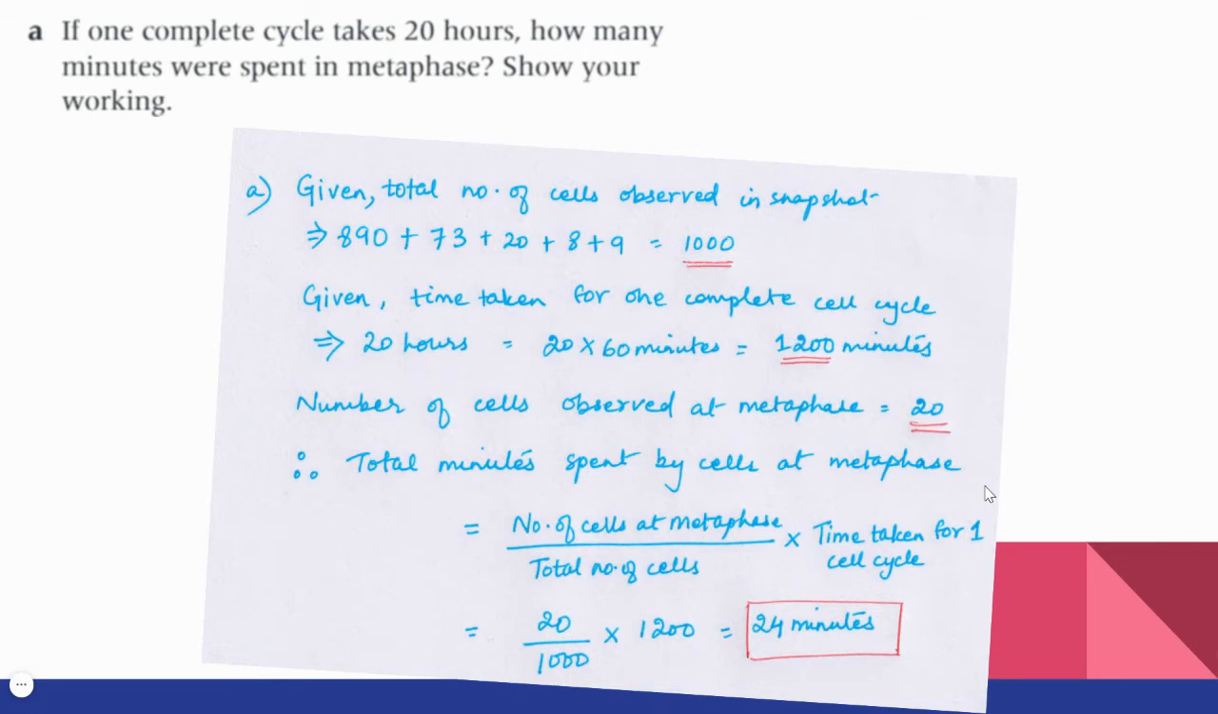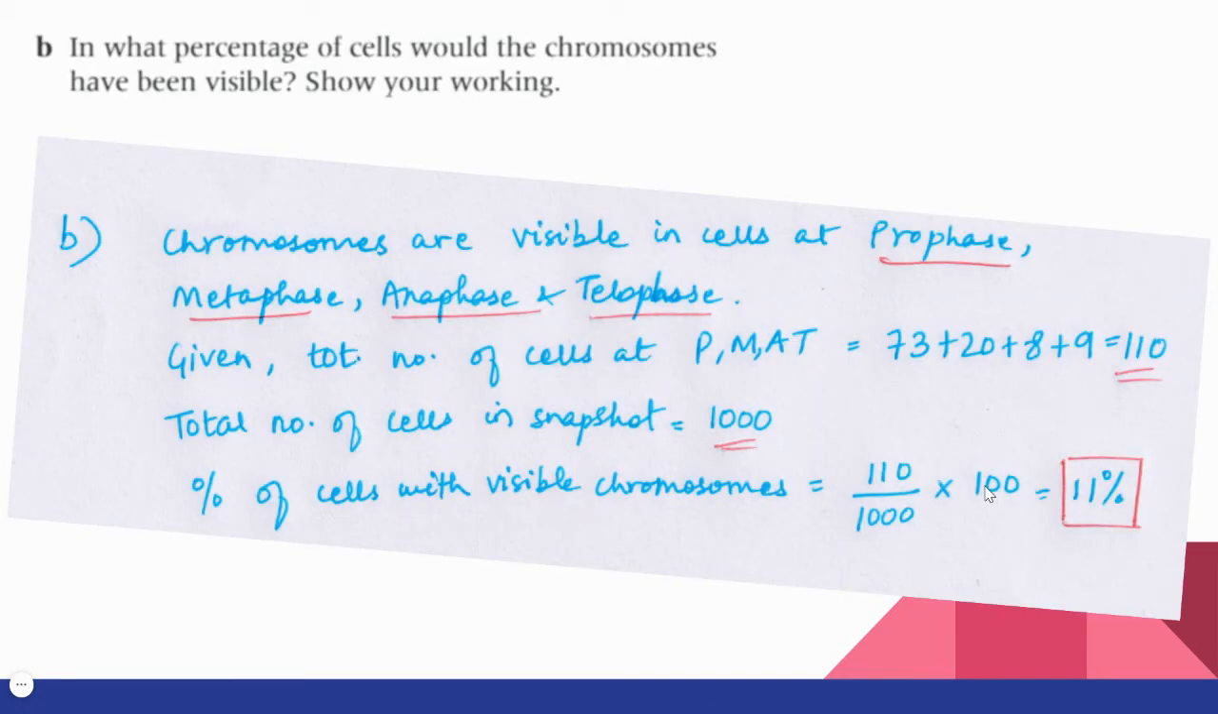Next, we move to bit B. What percentage of cells would have chromosomes visible? Now we know that chromatin becomes chromosome at prophase. After that, in prophase, metaphase, anaphase and telophase, all the stages, you will see the chromosomes. So first say in your answer that chromosomes will be visible from prophase to telophase, all the stages.